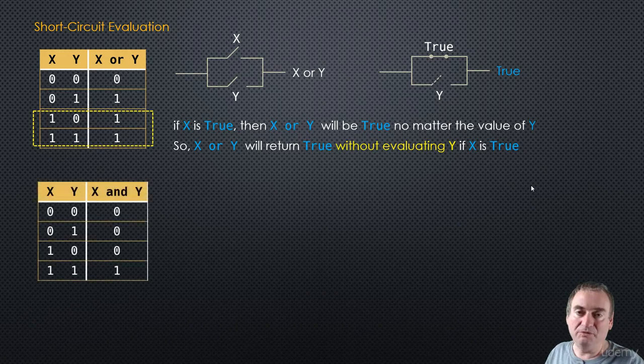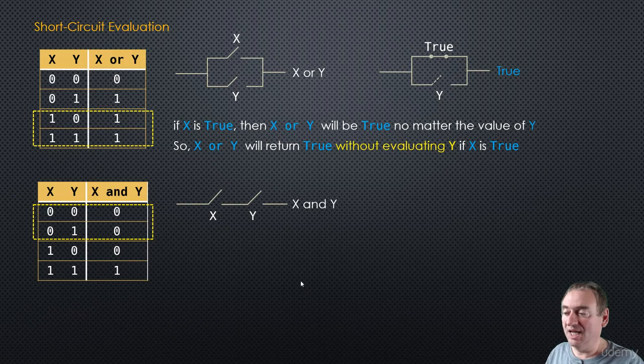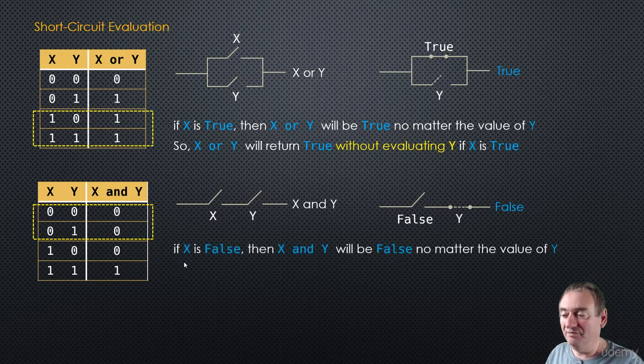It works the same way with AND, except that with AND, you'll notice that we always have a false value when X is false. So if you think of switches again, if X is false, which means the switch is open, then it doesn't matter what the state of Y is, whether it's true or false. The result will be false because nothing can flow through because of the first switch. And so if X is false, then X and Y will be false no matter the value of Y.